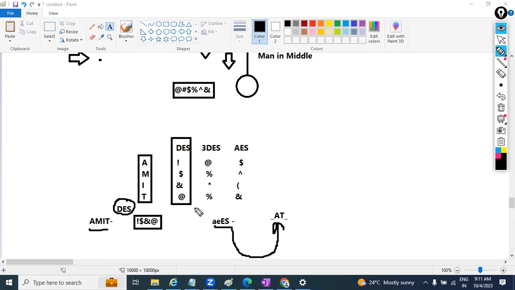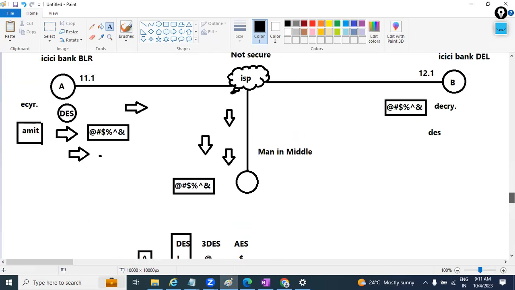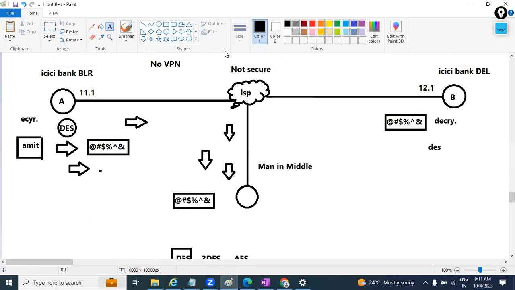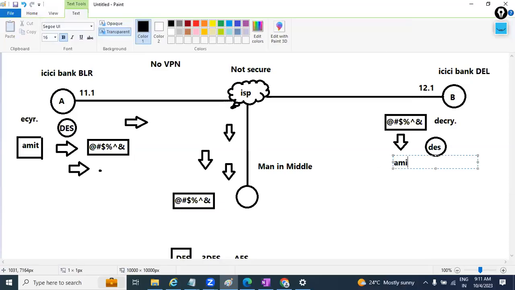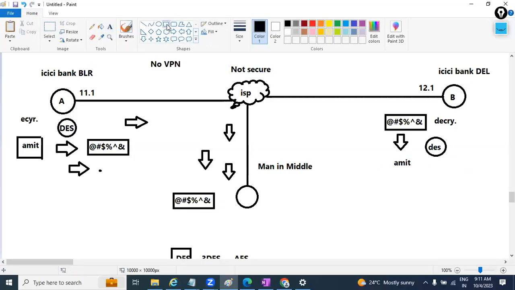All clear? So the concept is clear. First, what is encryption? I hope this is clear: it converts your simple text into the ciphertext. Second, the algorithm must be the same on both sides. Let's consider I'm using the same DES algorithm. So successfully this is encrypted, and once this data reaches here, it would be able to convert back.